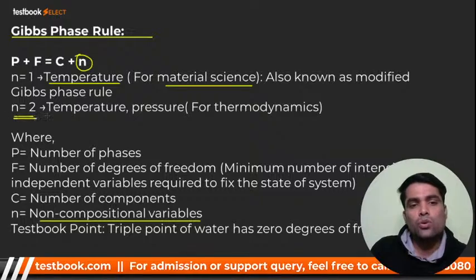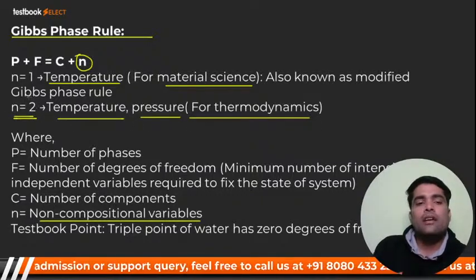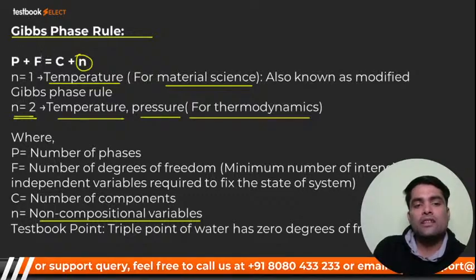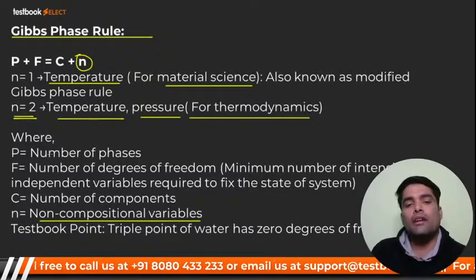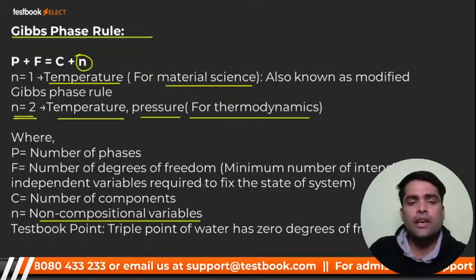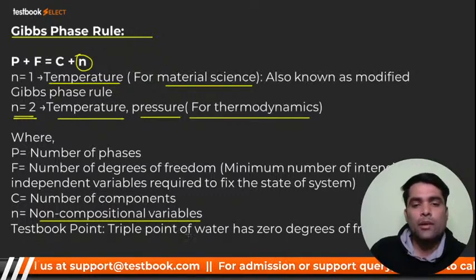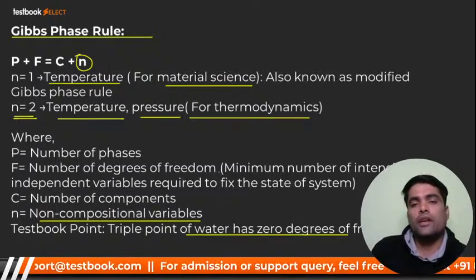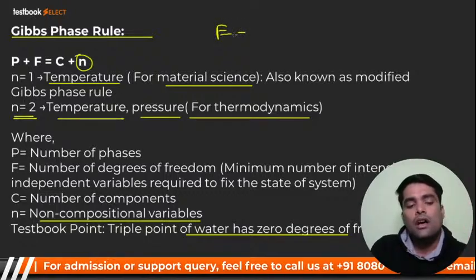And N is equal to 2 in thermodynamics. There we consider temperature and pressure. P is the number of phases, F is degree of freedom, or we can say the minimum number of independent variables required to fix the state of a system. The same thing is written here. And C is the number of components. And the triple point of water has 0 degrees of freedom, that is F is equal to 0.